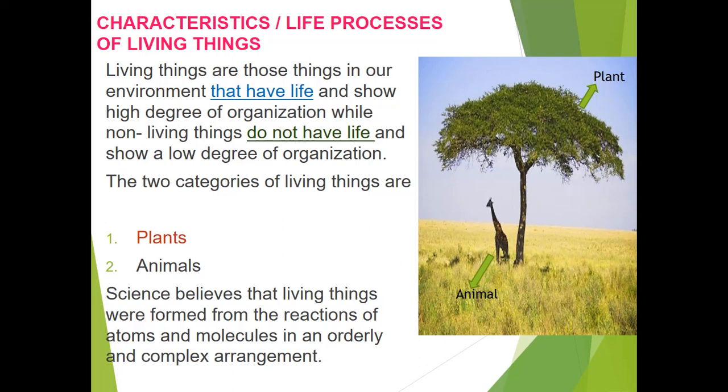If you look at the image beside, you will see an example of a plant. You also see an example of an animal. The image of the animal and the image of the plant help us to understand what we mean by plants and animals as the two categories of living things. Now, science believes that living things were formed from the reactions of atoms and molecules in an orderly and complex arrangement.